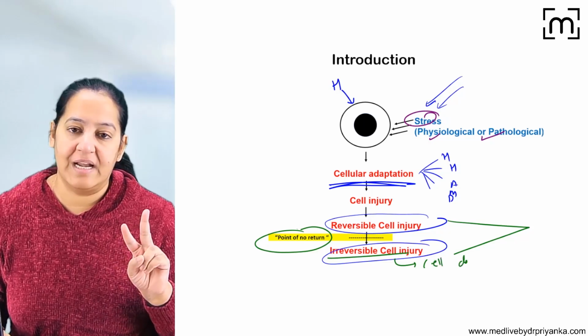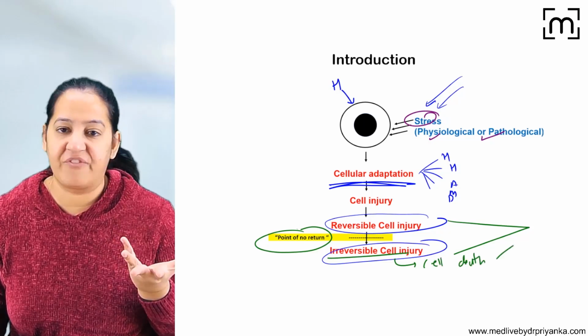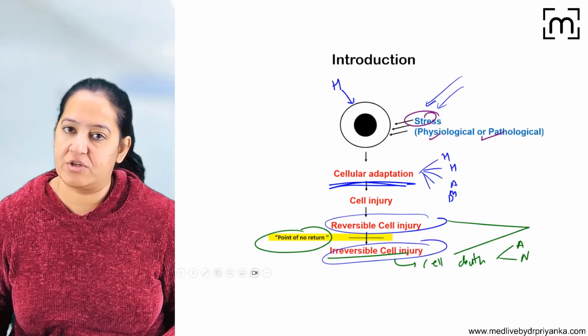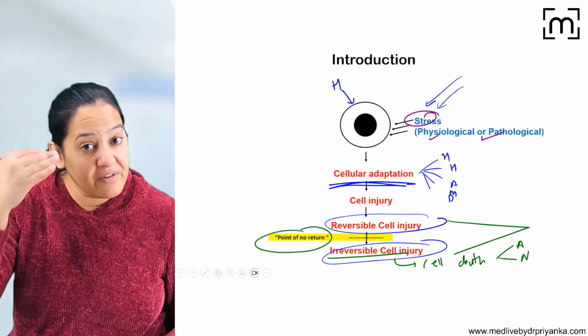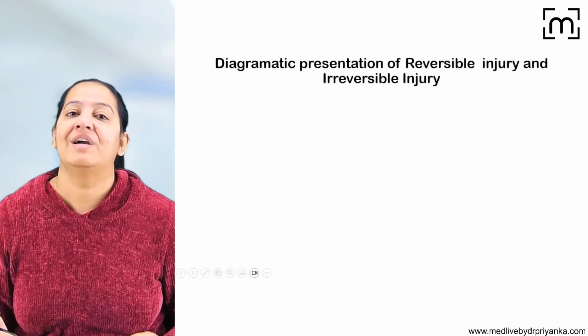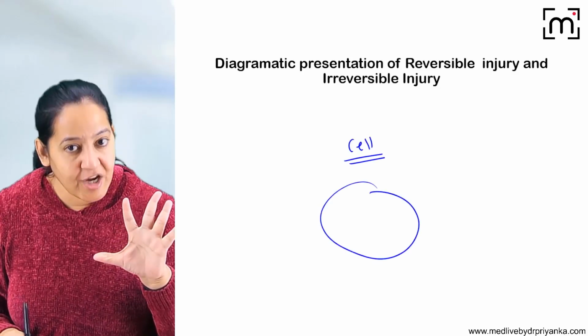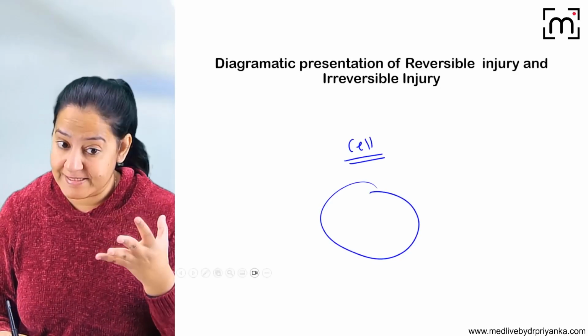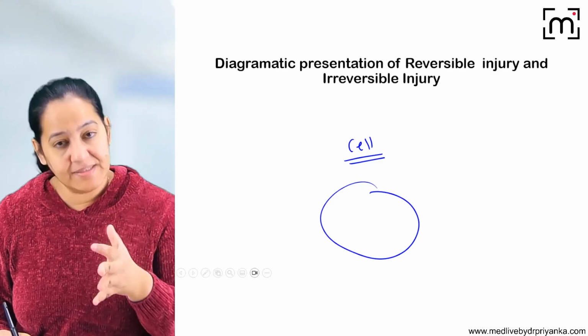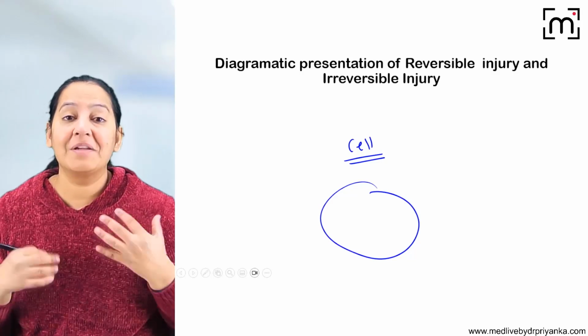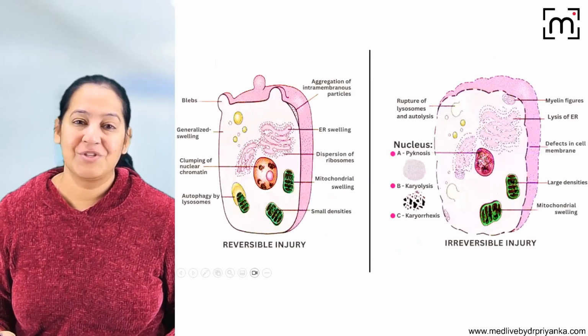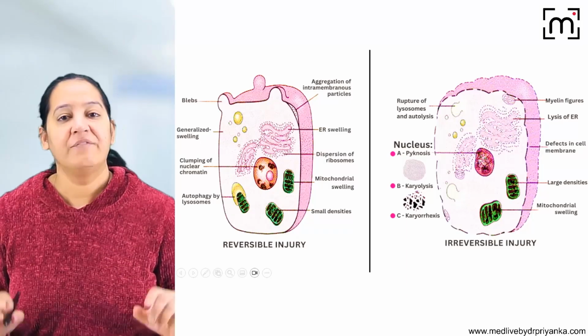There are 2 types of cell death, apoptosis and necrosis, which are discussed separately in different videos. Watch those also. So how do we differentiate reversible cell injury from irreversible cell injury? If I show you the diagram of a cell, can you identify whether it shows reversible or irreversible cell injury? What are the morphological differences between them? We will discuss in the form of a diagram, and we will compare 3 things.